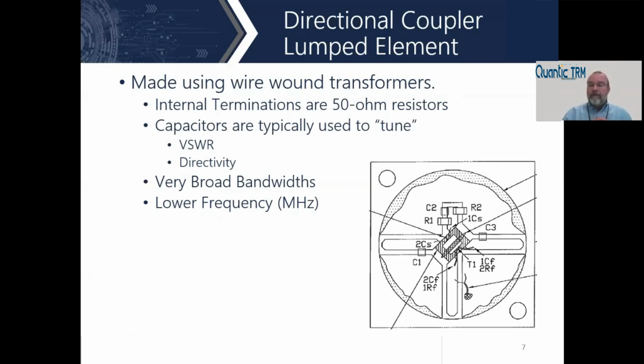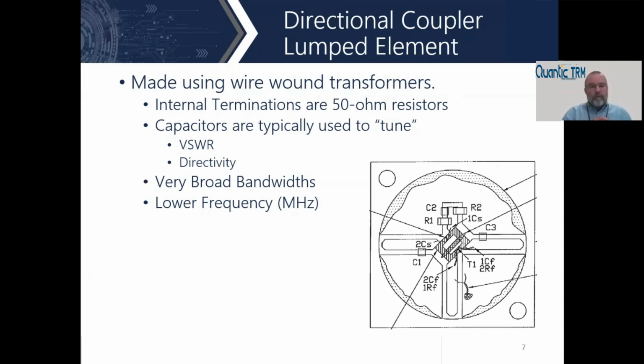And this is how the sampling happens. We have a wire that runs directly through the transformer as a primary. Then we have a secondary winding that's wound on the transformer where that energy couples back off of to sample the power. The diagram on the screen is a very simple broadband lumped element coupler that TRM builds.